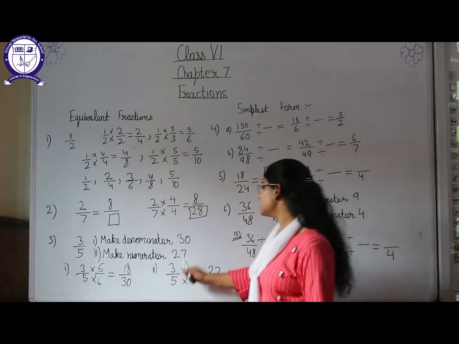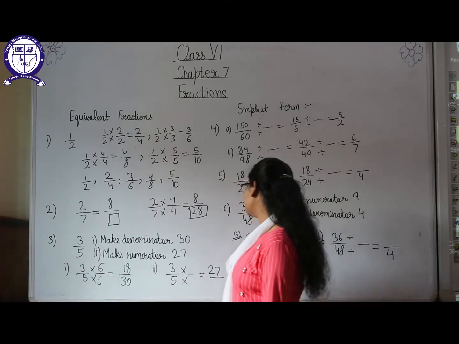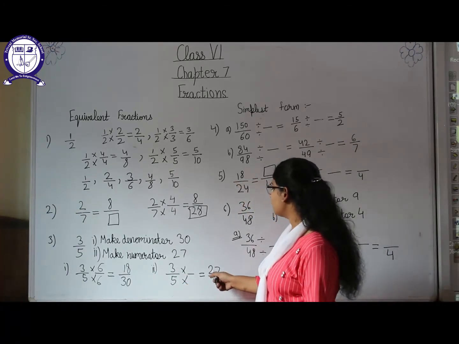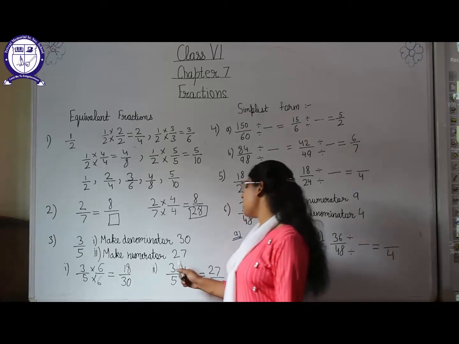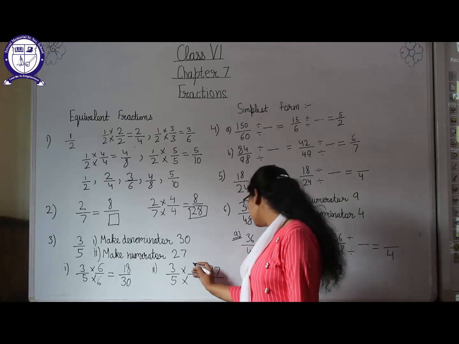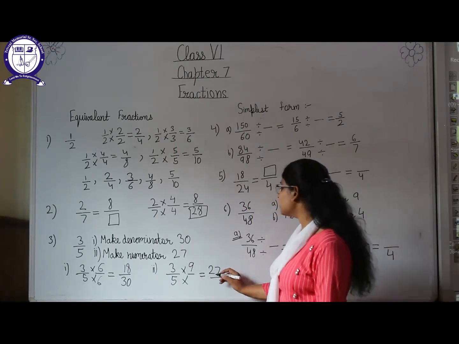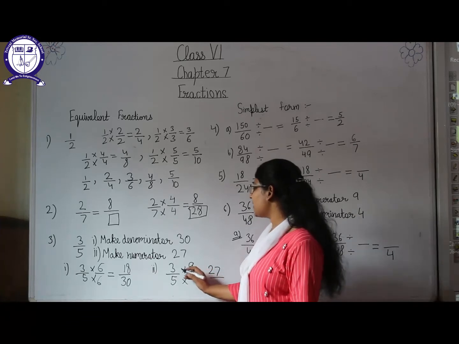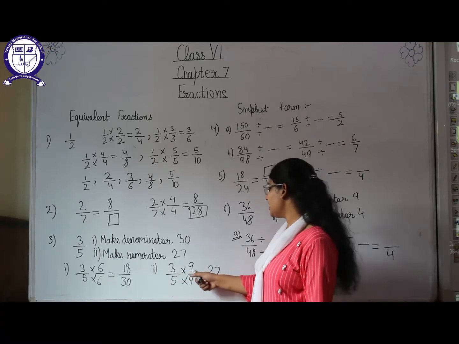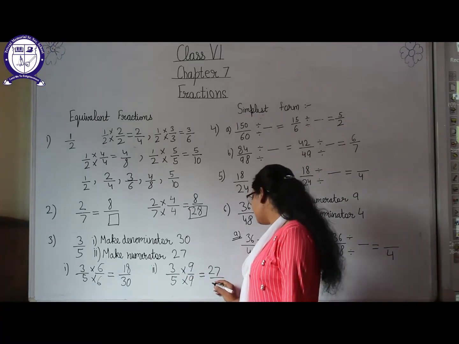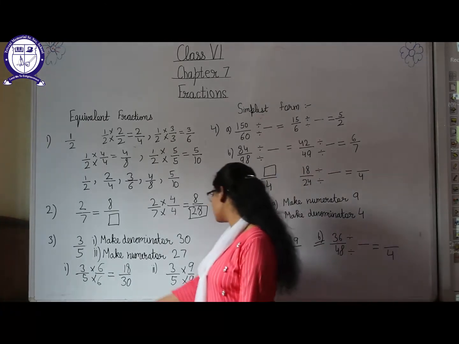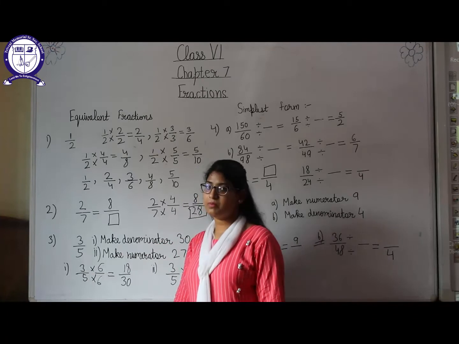Now in the second part, we have to make the numerator 27. 3/5 is given to us and we have to make the numerator 27. So with which number do we have to multiply 3 so that we get 27? 9, because 9 times 3 is 27, and as we know that if we are multiplying 9 with the numerator, we will multiply it with the denominator also. So 3 times 9 is 27 and 5 times 9 will be 45. So here 27/45 is the equivalent fraction for this 3/5.